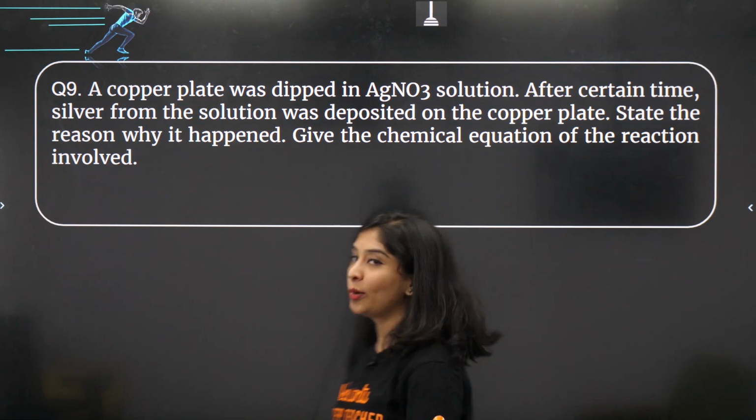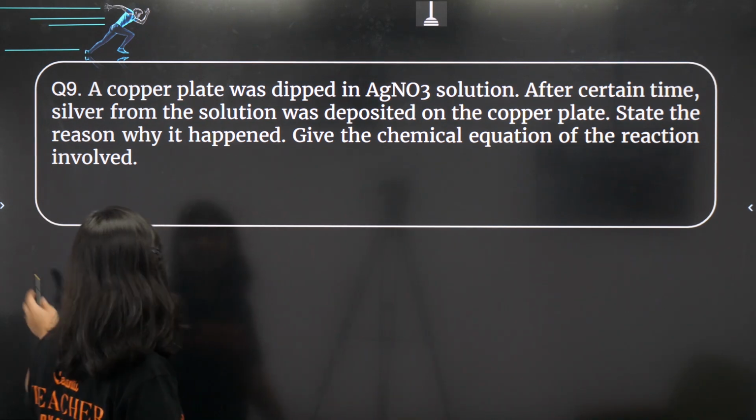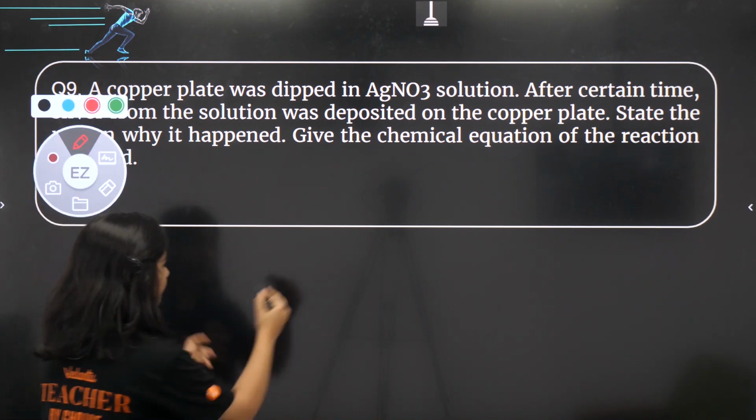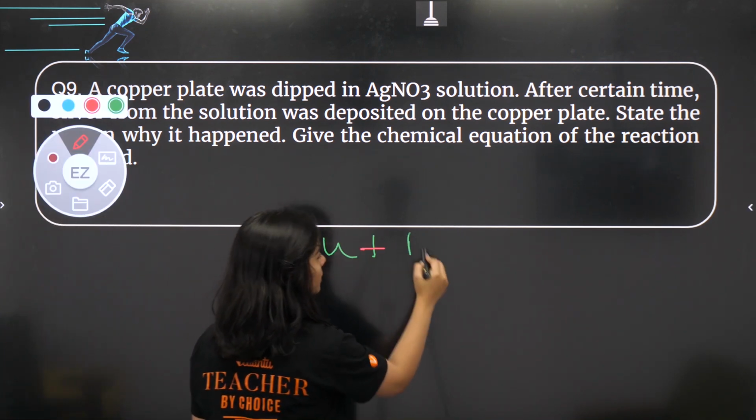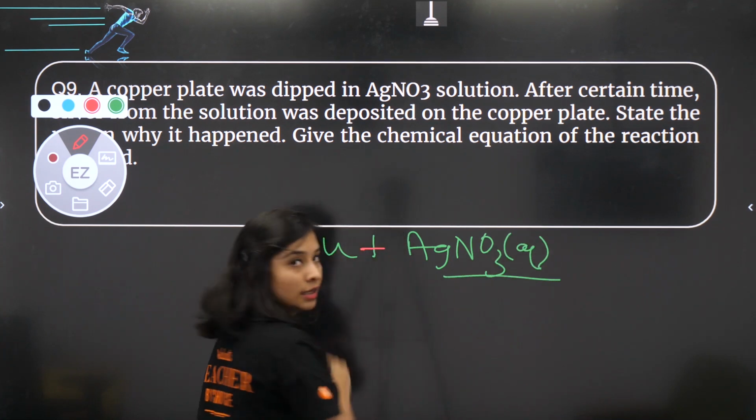Okay? One more question, then we will move ahead. The question is, a copper plate was dipped in silver nitrate. A copper plate is dipped into a solution of silver nitrate. It is an aqueous solution, okay?